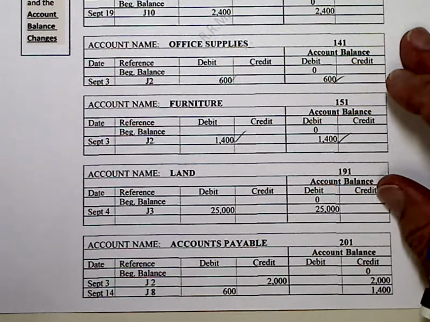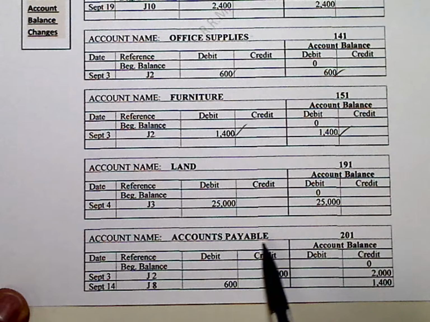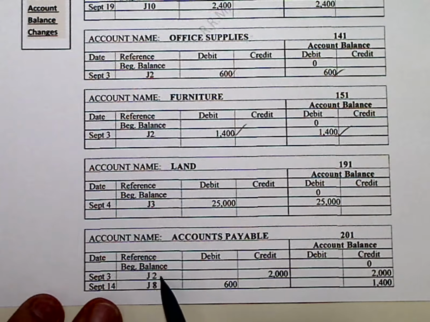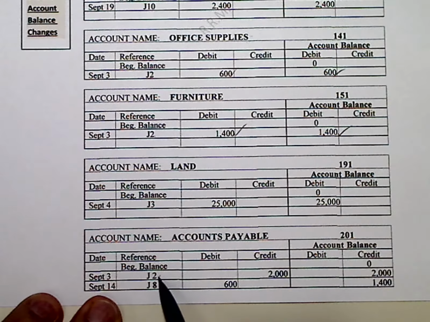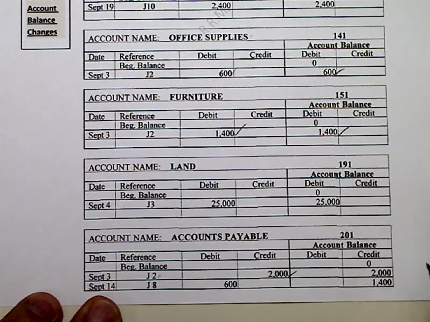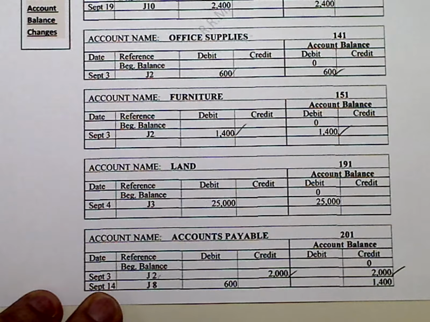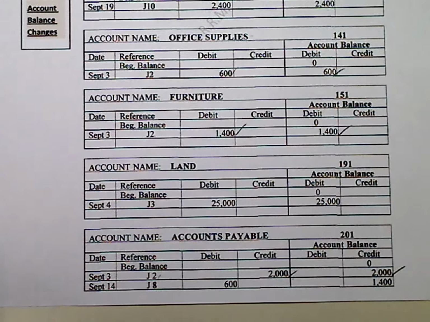And happily for us, accounts payable, right here on the bottom of this page, journal entry number 2, post the credit to accounts payable and change the account balance. You see how that works? We do that for each and every one of those journal entries.